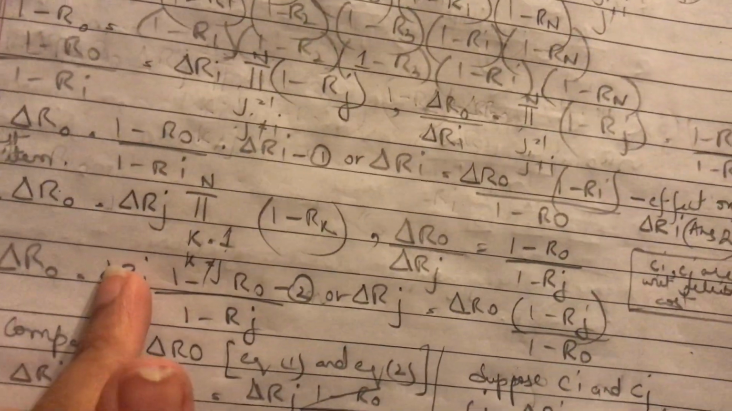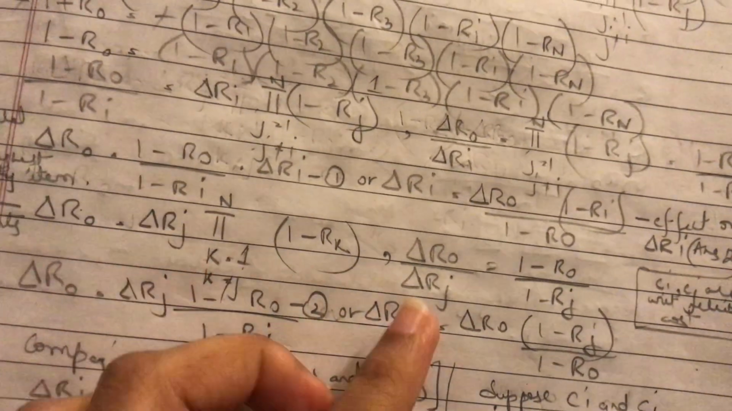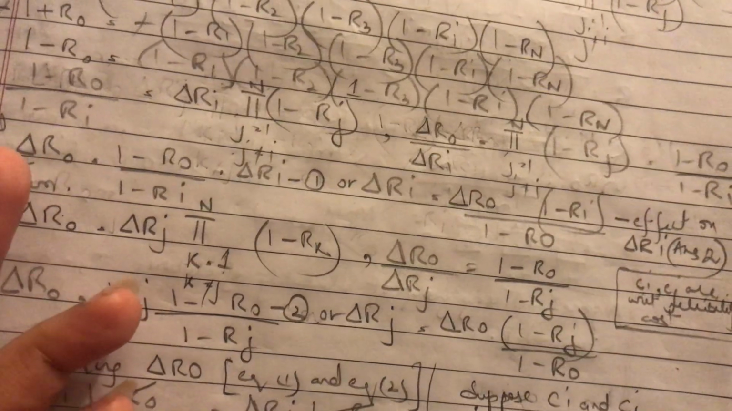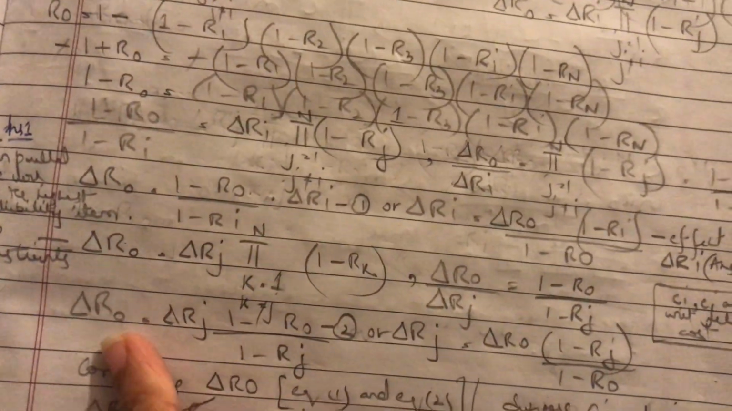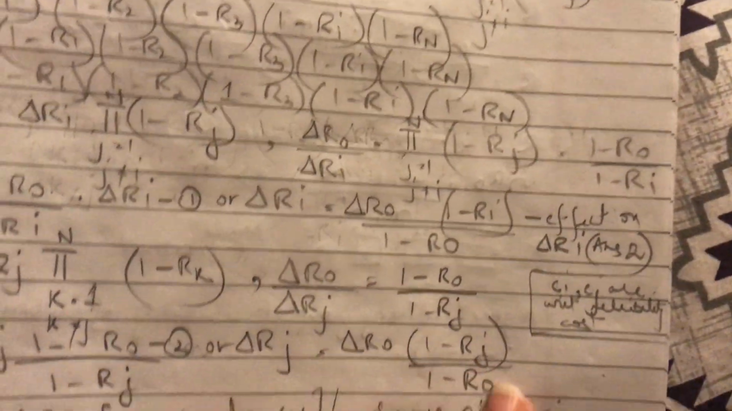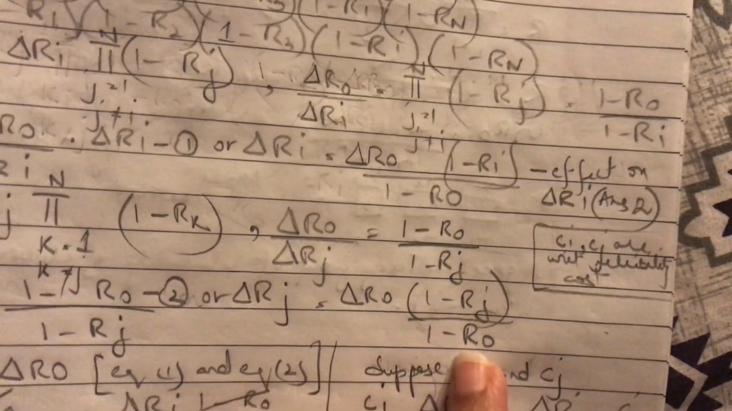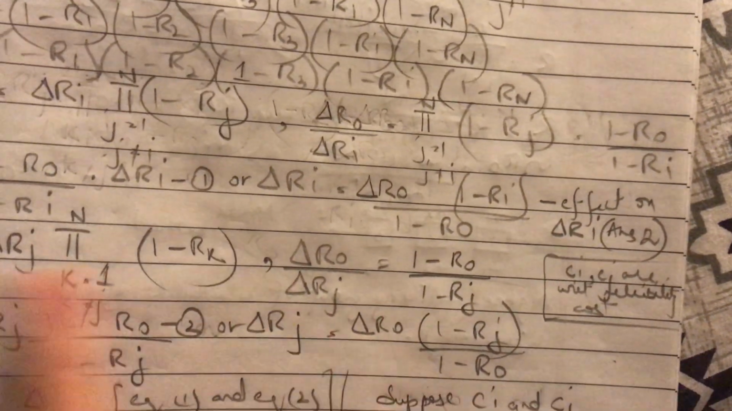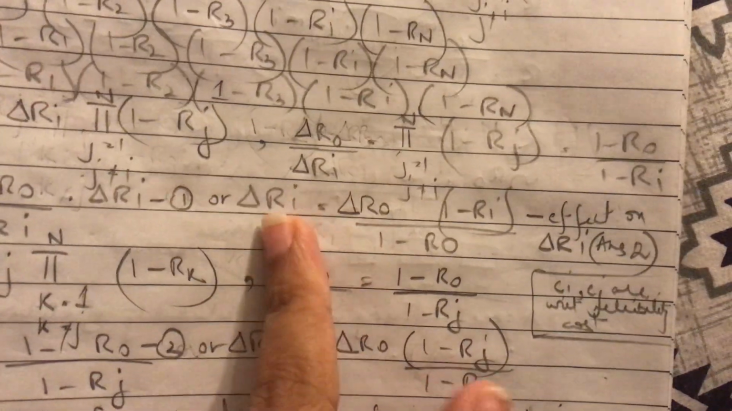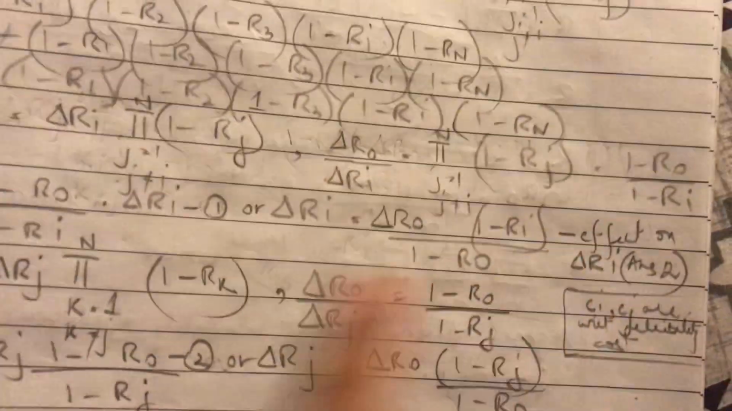So obviously when delta Rj is here on the left hand side, the delta R0 goes there, and it will multiply with 1 minus Rj over 1 minus R0. So this is delta Rj, as we did above for delta Ri. We write it.